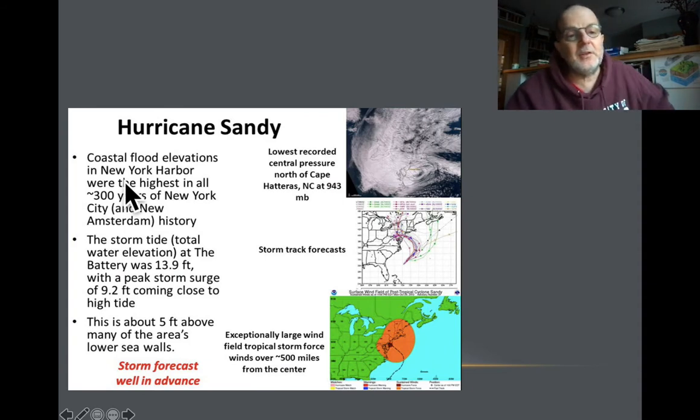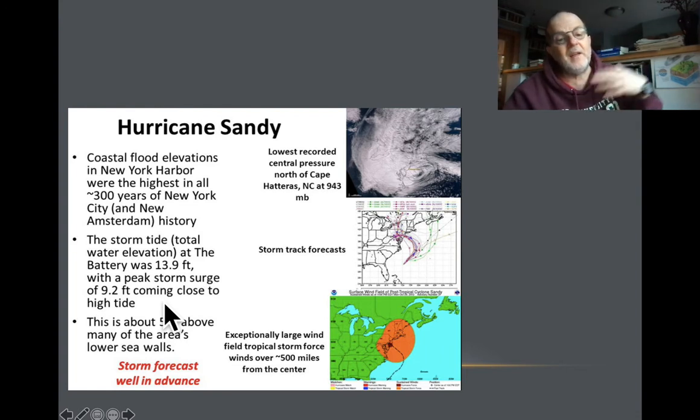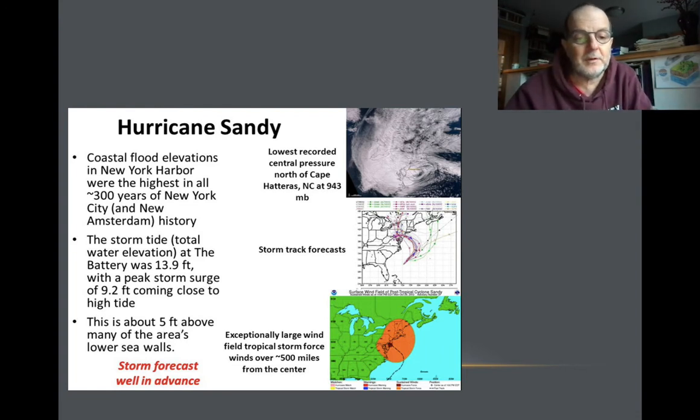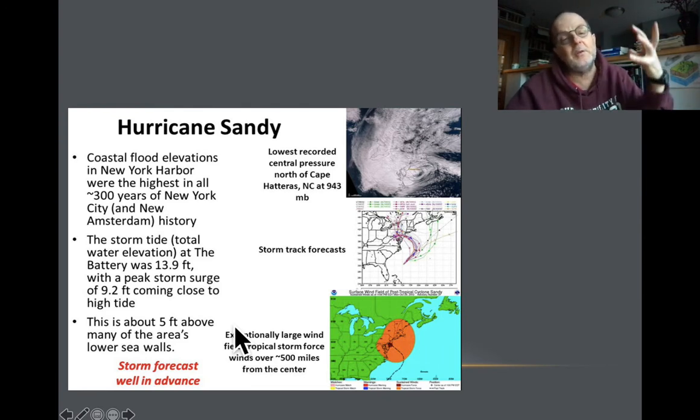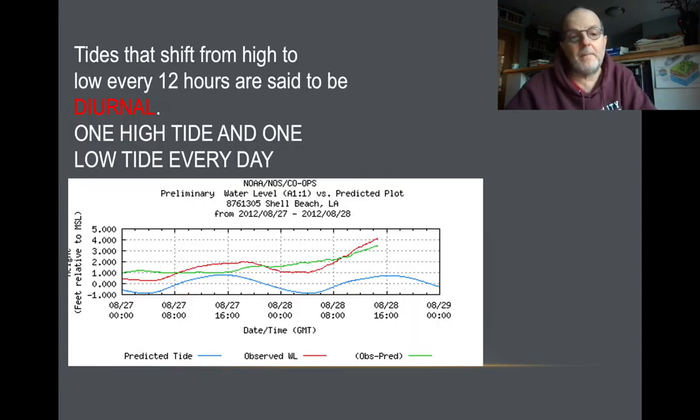Coastal flood elevations during the hurricane were the highest in the history of the city. The storm tide was at 14 feet, with the surge 9.2 feet coming close to high tide. This is about 5 feet higher than most of the seawalls, so we weren't protected by that storm. And if storms, because of climate change, are getting more frequent and more severe, then that is a concern.